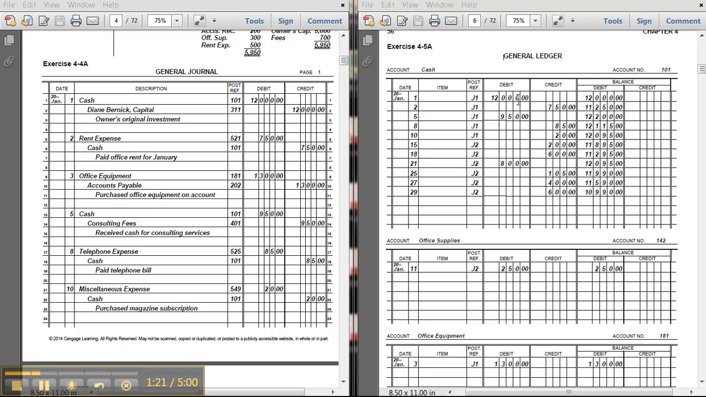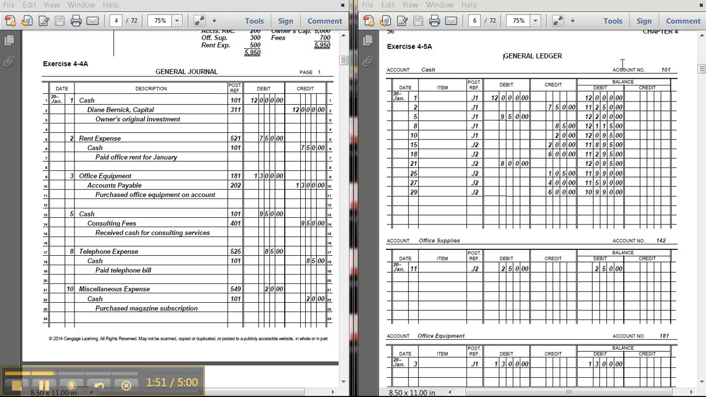Also keep in mind for the cash account that it increases with a debit and decreases with a credit. So anytime I debit it, I'm going to add, and anytime I credit it, I'm going to subtract it from the previous balance. So I put the date, $12,000 debit, find my new balance, and it came from J1. My post reference tells me where I can find this transaction in my journal. So I go back over here to my journal and it's page 1. So J stands for journal and 1 is the page number.